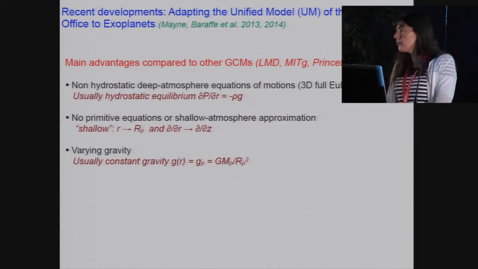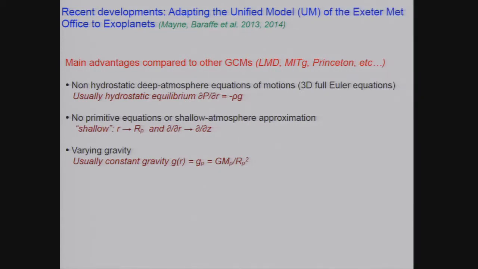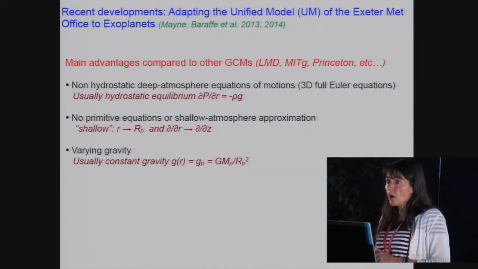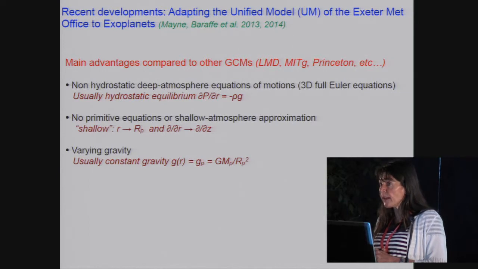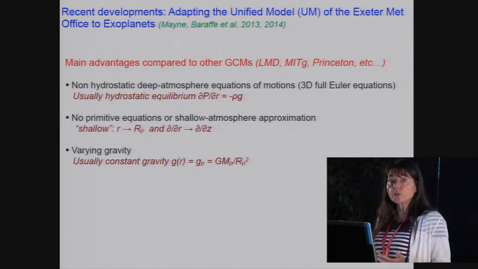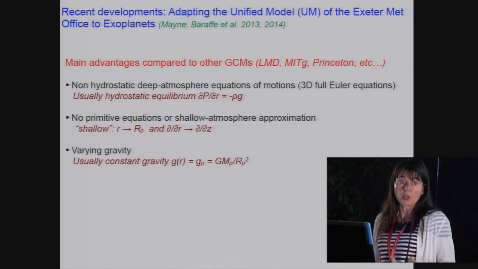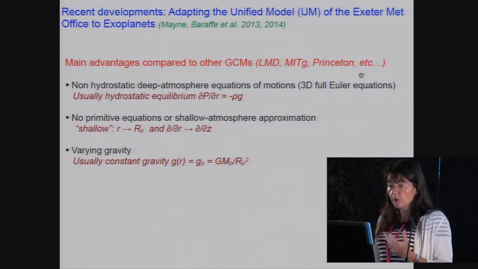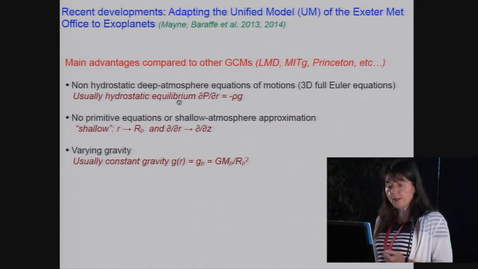Here I would like to point out recent developments that we are doing at the University of Exeter, where we're using what is called the Unified Model of the British Met Office. It is the tool used to predict British weather, and we adapted it to exoplanets. The main advantage is that it solves the full hydrodynamical equations, compared to almost all other global circulation models applied to exoplanets, where usually those models assume hydrostatic equilibrium. We do not assume that; we have the full hydro equations.